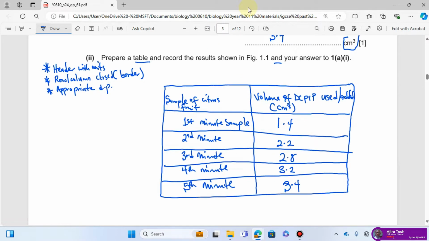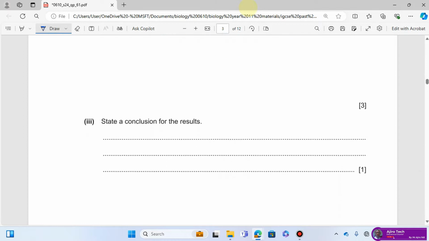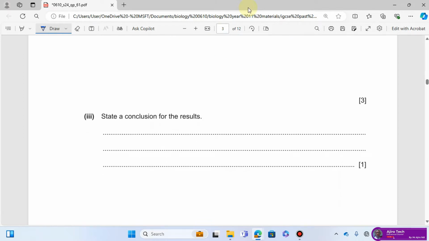Now you don't need to repeat cm cube here because you've already added it to the header, so that's why your table requires a heading. So take note of these important things when making a table. You close all borders, and you use your table as shown. That's quick 3 marks for you, and then we move on to the next question.